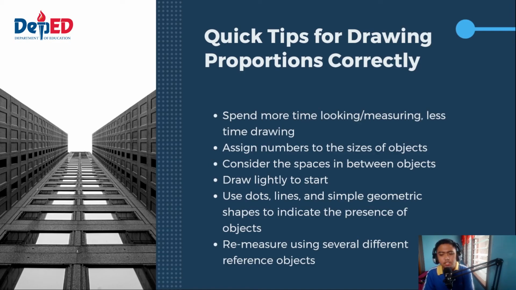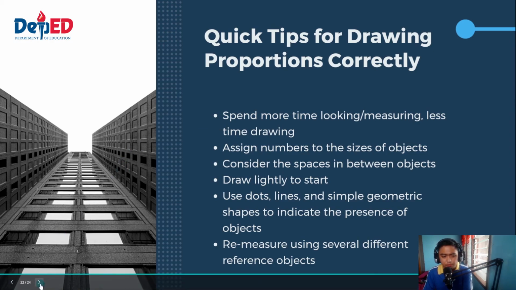Measure using several different reference objects. Like for example, your main character. If it's farther from the main character, it should be smaller, just like what we discussed last time. If it's nearer to the main character, and by description that thing or that person or that character is smaller than the main character, it should be in proportion with the main character also. Those are some tips that I can give you.